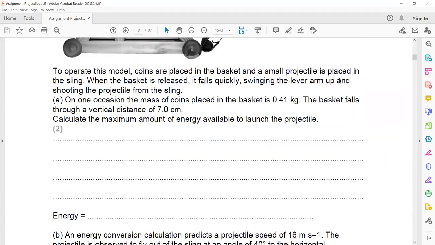So first they are asking, on one occasion the mass of the coin placed in the basket is 0.41. The basket falls through a vertical distance of 7 centimeters, so it must be in meters, so 0.07 meter. Calculate the maximum amount of energy available to launch the projectile. So basically that's a potential energy, which is mgh. So mass of the coin, that's given 0.41, multiplied by gravity, that's 9.81, multiplied by height in meters, so 0.07 meter. So this will give us the total energy, which will come out as 0.28 joules.